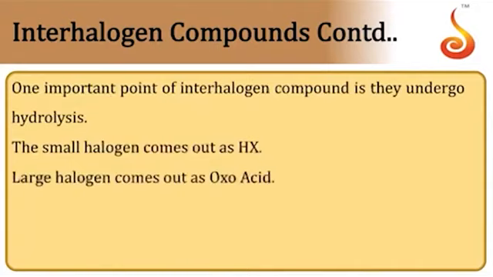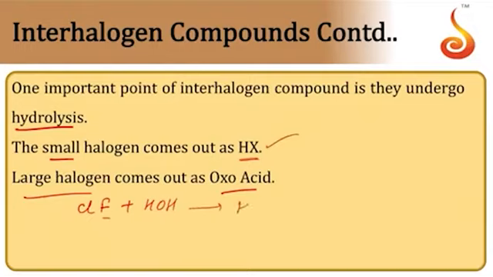Then comes one of the important points regarding interhalogen compounds. They undergo hydrolysis. In these reactions, the smaller halogen comes out as HX and the larger one comes out as the oxo acid of that. Let us take for example ClF undergoing hydrolysis, giving rise to HF, since the smaller one is fluorine and it comes out as HX. The larger one is chlorine, it comes out as HOCl. So the oxidation state remains the same. It is +1 per chlorine atom, and it also has +1 in this oxy acid.